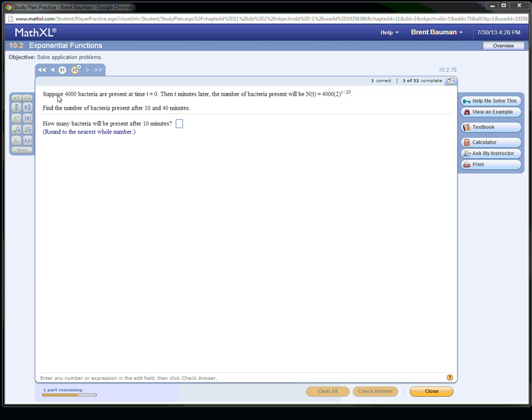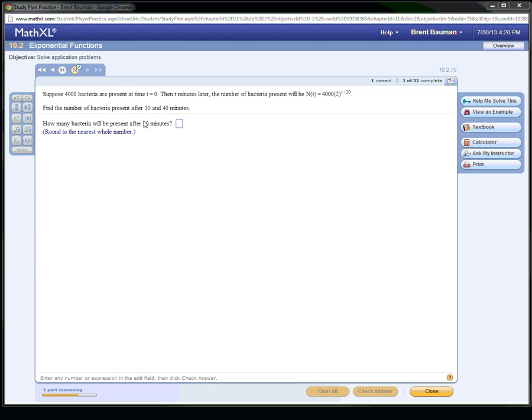And it starts off, suppose 4,000 bacteria are present at time t equals 0. Then t minutes later, the number of bacteria present will be n of t equals 4,000 times 2 to the power of t divided by 20. And it wants us to find the number of bacteria present after 10 and 40 minutes. So we're going to actually do this problem twice. So the first one, they want us to find how many bacteria will be present after 10 minutes.